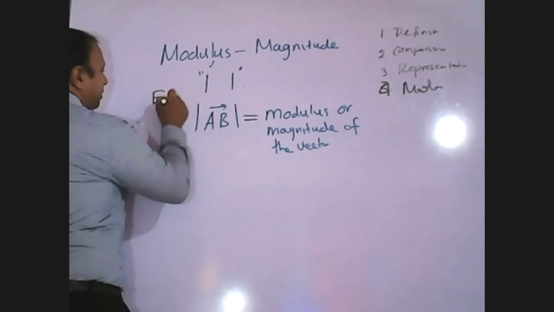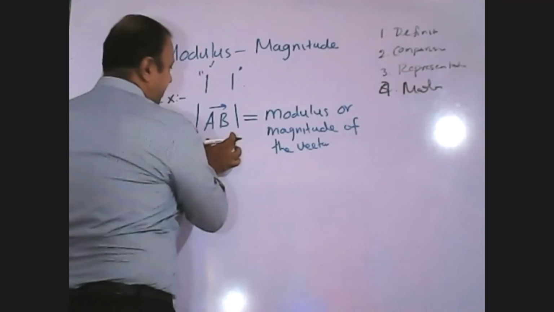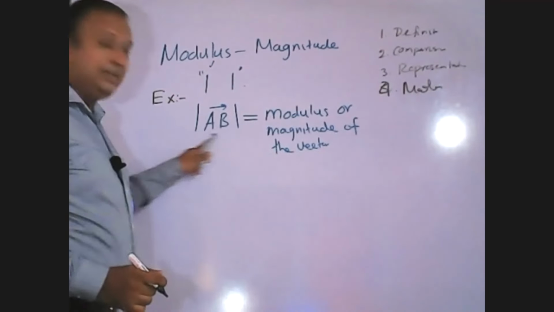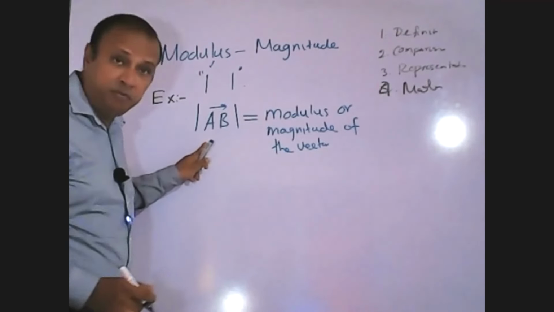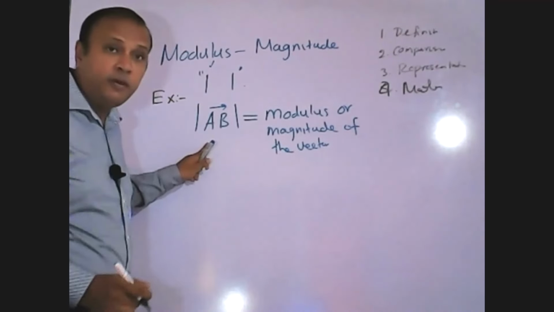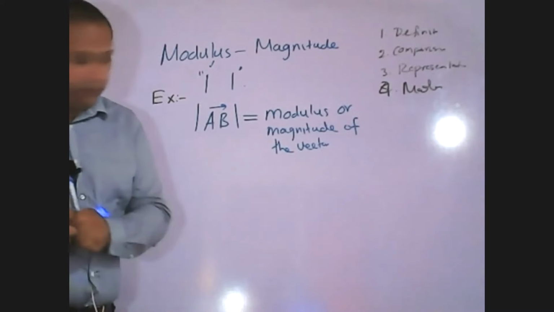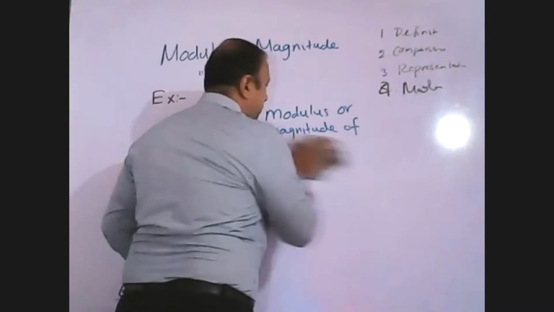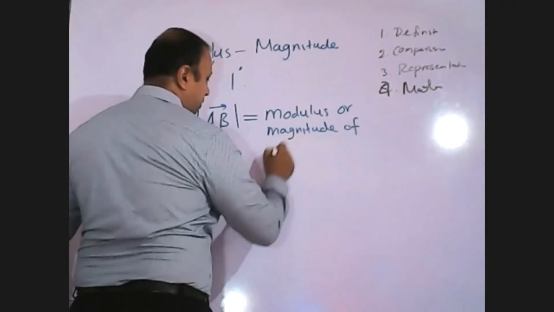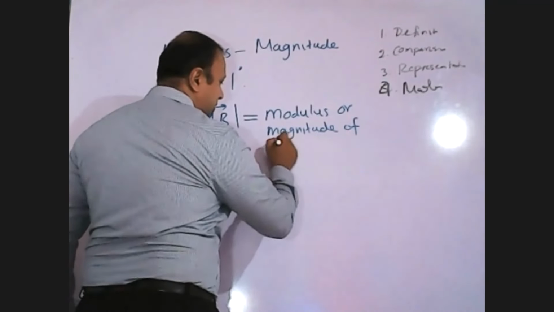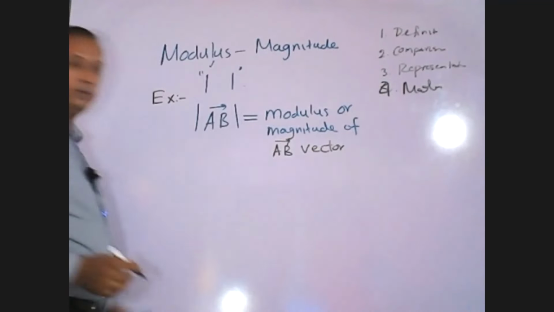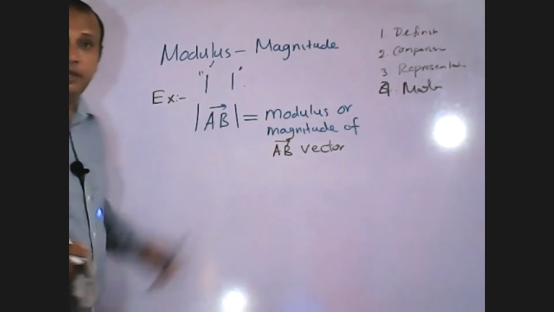As an example, if I write this symbol, this means the magnitude of the vector AB, the modulus of AB vector. You can write this one.